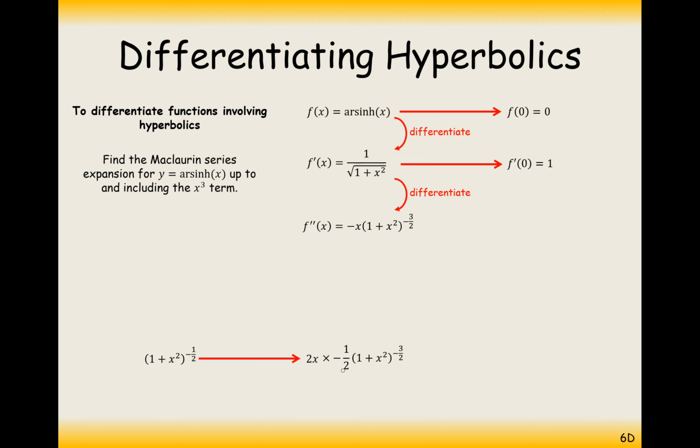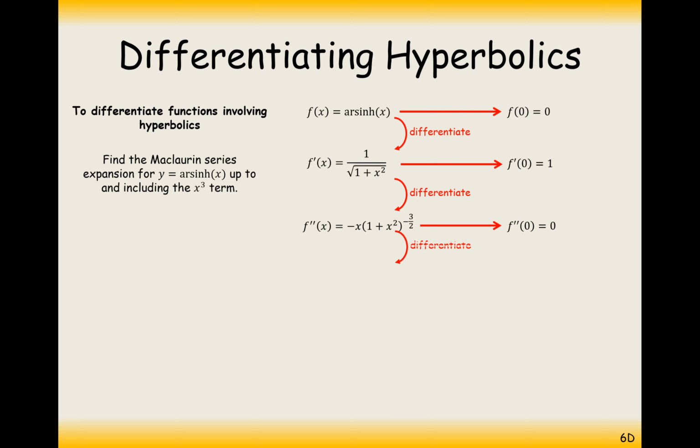The 2 and that half will cancel each other out, and then when we put in 0, we're going to get 0 because it's a 0 at the front here, and then it would be 1 plus 0 squared to the power of minus 3 over 2. It doesn't really matter what that is because we're multiplying by 0 at the front.